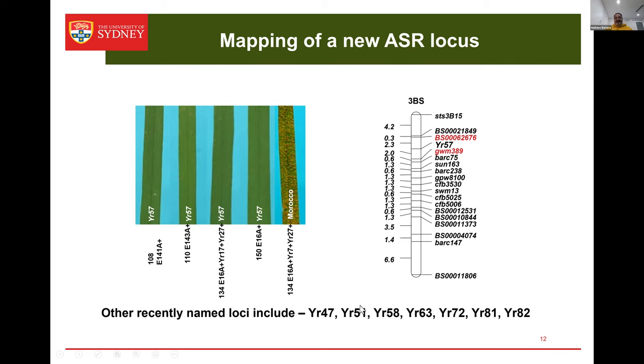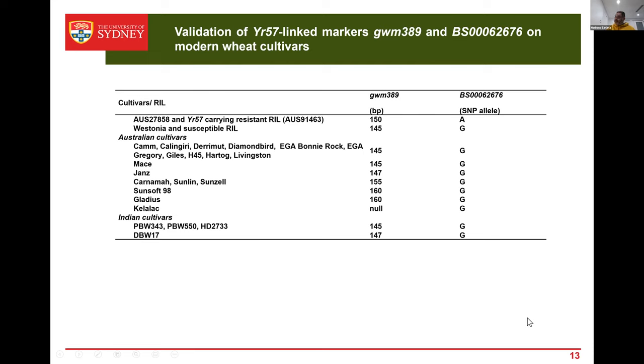Similarly, we have gone through quite a few, 6 or 7 genes for stripe rust, and there are more we are still working on, the adult plant resistance gene discovery from the Watkins collection. And we do work on modern germplasm as well, as and when we identify a candidate for genetic analysis from our varieties. For example, YR75, we worked on from an Australian variety.